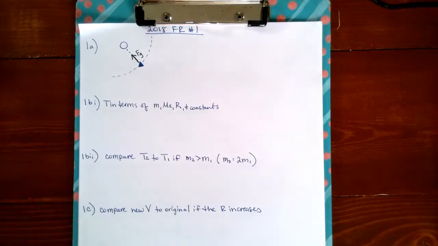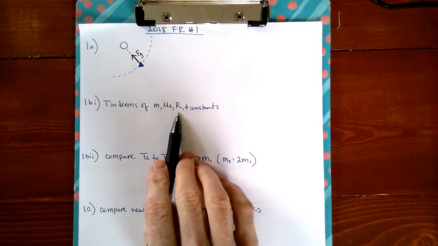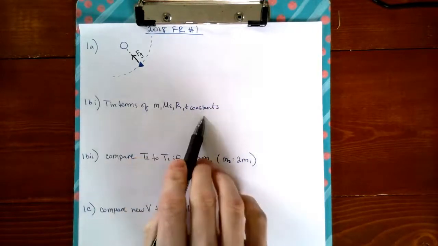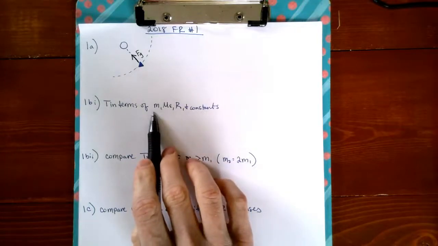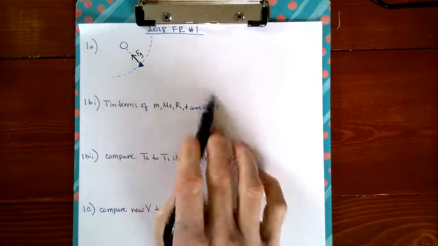Now, the next part's going to take a little while, and I'm going to try to relate it back to what you can find on your equation sheet. We are asked to derive an equation for the period of the spaceship's motion around the Earth in terms of possibly its mass, the mass of the Earth, its radius, and any various constants. So nothing else. We're not supposed to have an acceleration. We're not supposed to have a velocity or anything like that. Only what we have here.